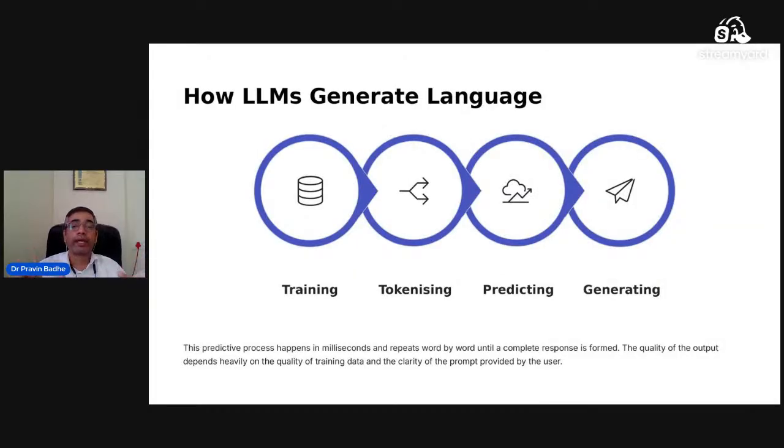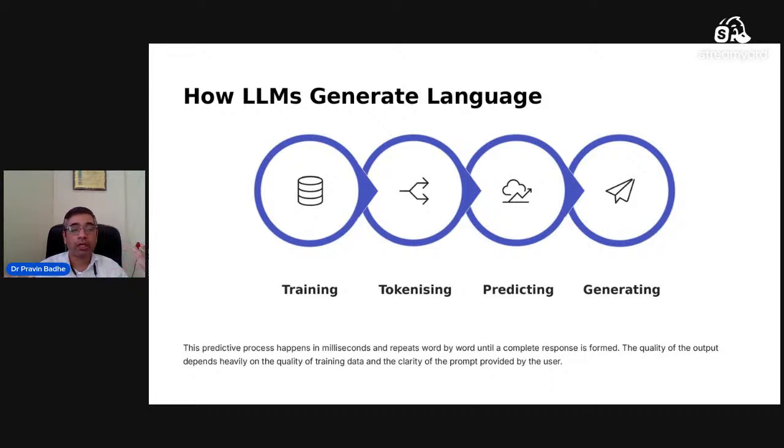So when we look at an LLM generating language, it is training, tokenization, and then based on that it predicts and generates the content, which happens very fast, in milliseconds, and it can repeat word by word till you get the response.